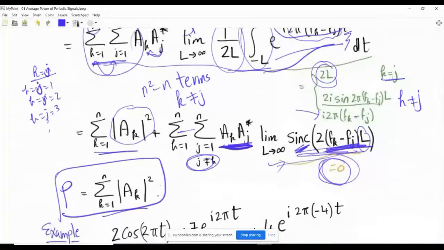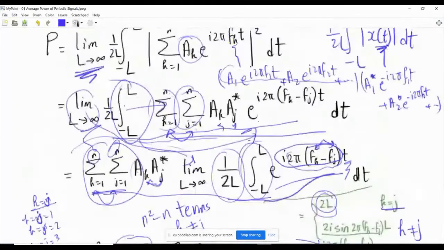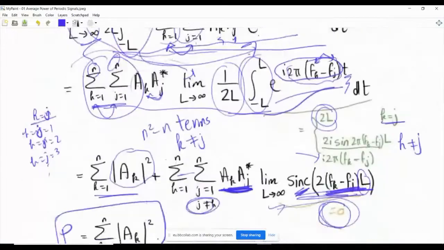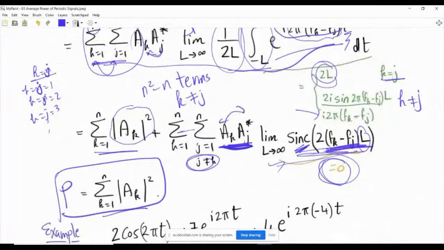Under the assumption that the frequencies are different from one another, you can show that the cross terms, we didn't ignore them from the beginning. They are there, but it turns out that for every k not equal to j, you have a sinc of something positive multiplied by L, and as we will see later in the lecture, when L goes to infinity, this sinc will go to 0, and so all those cross terms will disappear, and you have this summation here.